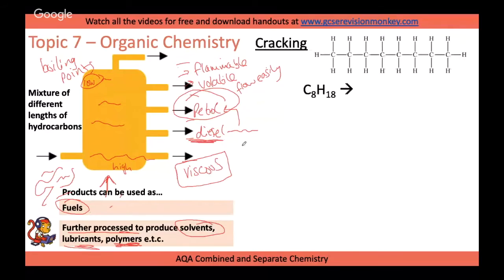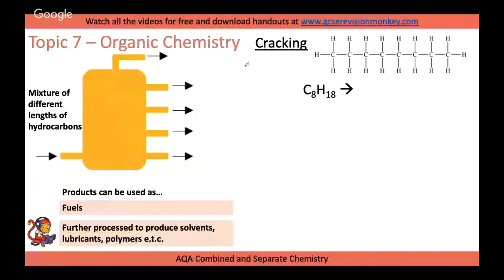So we said before, if you wanted to produce a shorter chain like petrol from a longer chain like diesel, you could go through the process of cracking. Cracking takes place using heat and a catalyst to break up a larger molecule. Now, it could break absolutely anywhere. It could break here and make two molecules, or it could break here and make two molecules. It doesn't matter where on the chain it actually breaks.